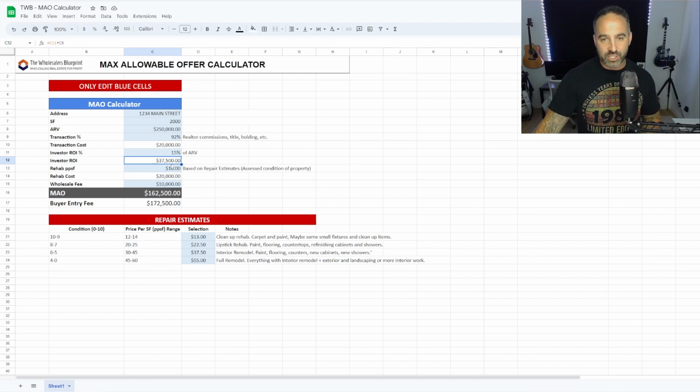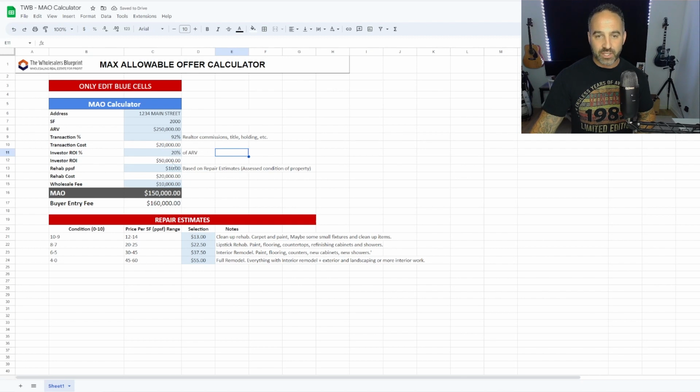Investor ROI, this is just calculating 15% of the ARV. So an investor is going to make on this property, based on this scenario, $37,500. Now, if the investor is going to make 20%, then their ROI is going to be $50,000. Okay. So you can see how that works if I modify that number.